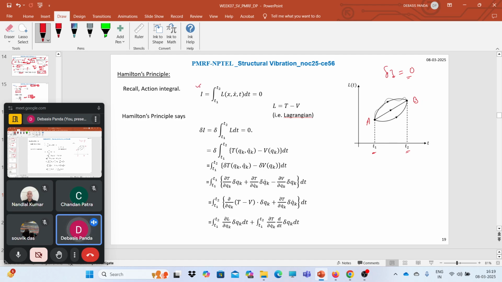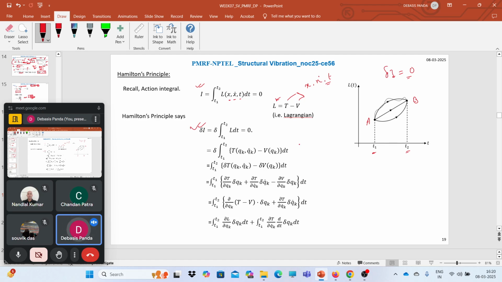So we have already seen that the action integral is defined in terms of the Lagrangian, which is itself a functional, and it depends on x, x dot, that means displacement, velocity, and the time. Obviously, because the Lagrangian L is nothing but T minus V, a function of kinetic energy and potential energy, and kinetic and potential energy are functions of x, x dot, and also time. And as per Hamilton's principle, the first variation of the action integral will be zero. That means delta of the integral from t1 to t2 of L(x, x dot, t) dt is 0.